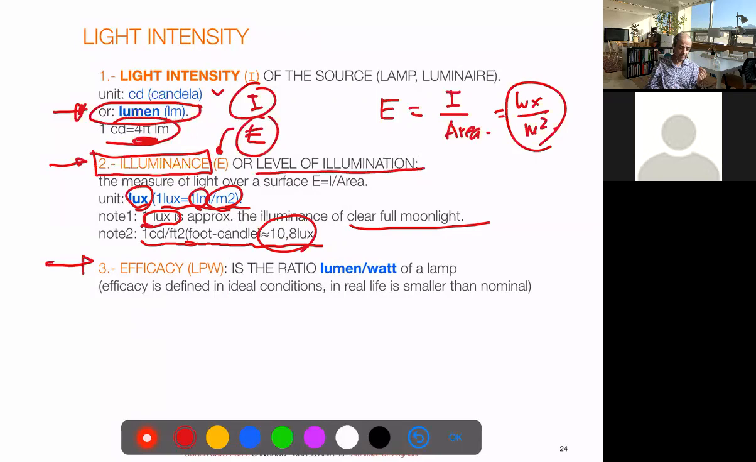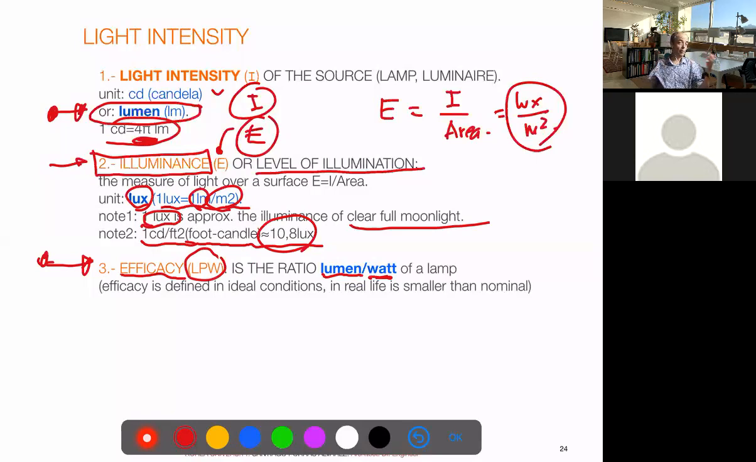Another important parameter is the efficacy, which is how many lumen you have, so how much intensity, with regard to the power that the lamp consumes. That gives you the efficacy in lumen per watt. LPW means lumen per watt of a lamp.